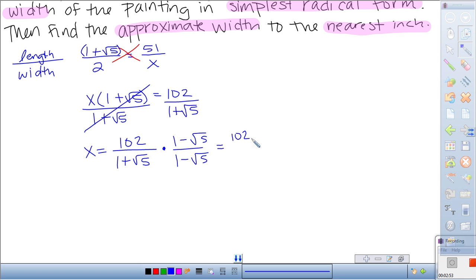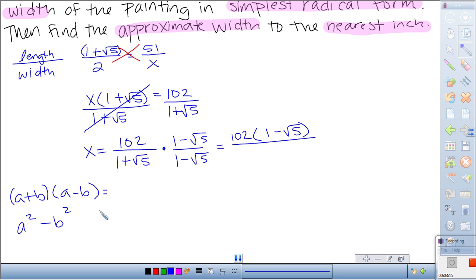So I have 102 times 1 minus the square root of 5 divided by, now this one's a little different. What we dealt with in the last example were all radicals, but it still follows that same rule. Remember, the rule is that when you have a plus b times a minus b, it'll always FOIL out to be the first term squared minus the second term squared. So that's the same thing we're going to do here. The first term squared, 1 squared, is simply 1, minus the second term squared, the square root of 5 squared, is simply 5.